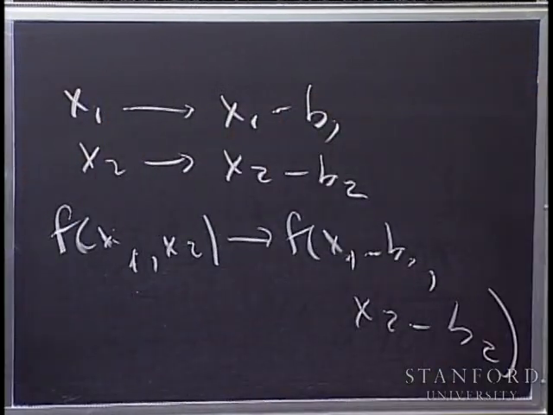Well, we have no recourse other than the definition. So the definition of the Fourier transform of the shifted function is, and again, I'm just doing it in the two-dimensional case, so I have to write this out in coordinates. Integral from minus infinity to infinity, e to the minus 2 pi i, x1 times c1 plus x2 times c2, times f of x1 minus b1 comma x2 minus b2, dx1 dx2.